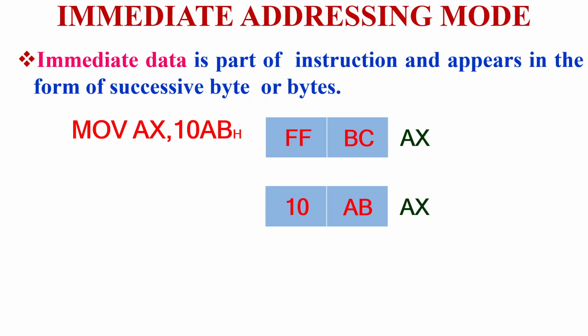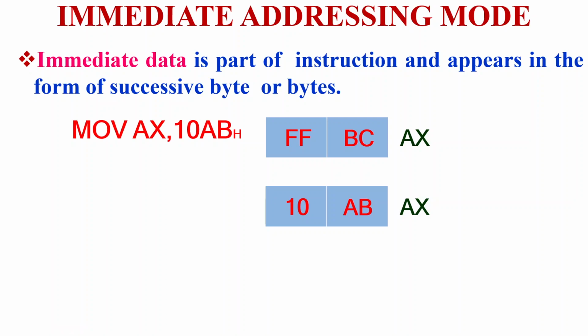As the name itself implies, here the data will be a part of the instruction. It will be available as byte or bytes in the instruction. For example, MOV AX, 10ABH, where MOV is nothing but a mnemonic, AX is nothing but a general purpose register, whereas 10AB is nothing but an immediate data.